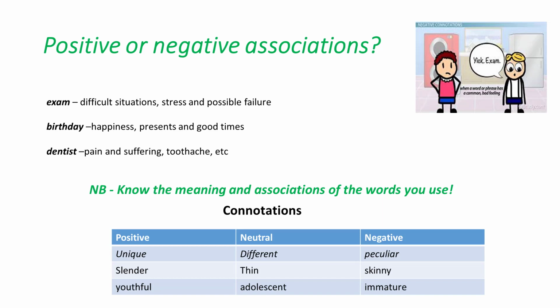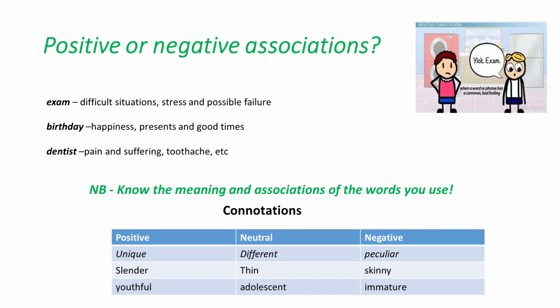Associations. Knowing a word also means being aware of the positive or negative associations that accompany the basic meanings of words. For example, when we hear the word exam, we know what an exam means. But exam can often carry a negative association of stress and possible failure. In the same way, birthday often carries positive associations of happiness, gifts, and good times. Dentist is another word which is often associated with negative feelings of pain and suffering. So by knowing about the common associations of words, you're in a better position to choose the right word.